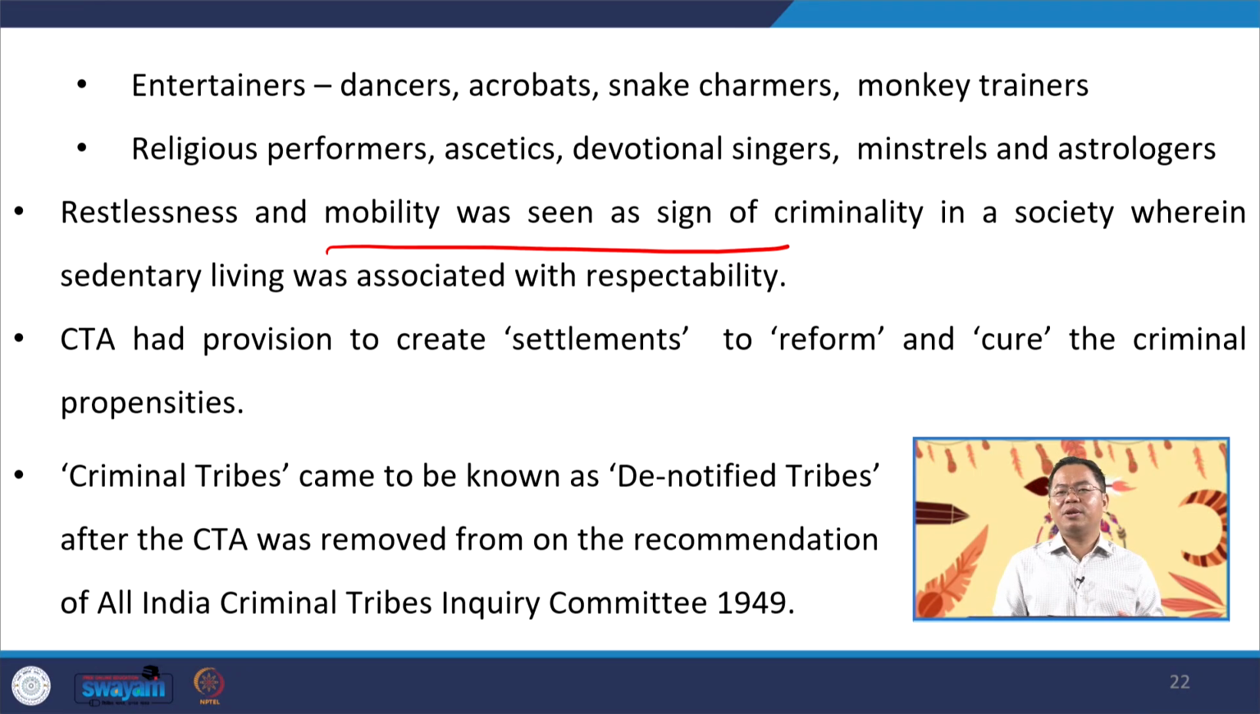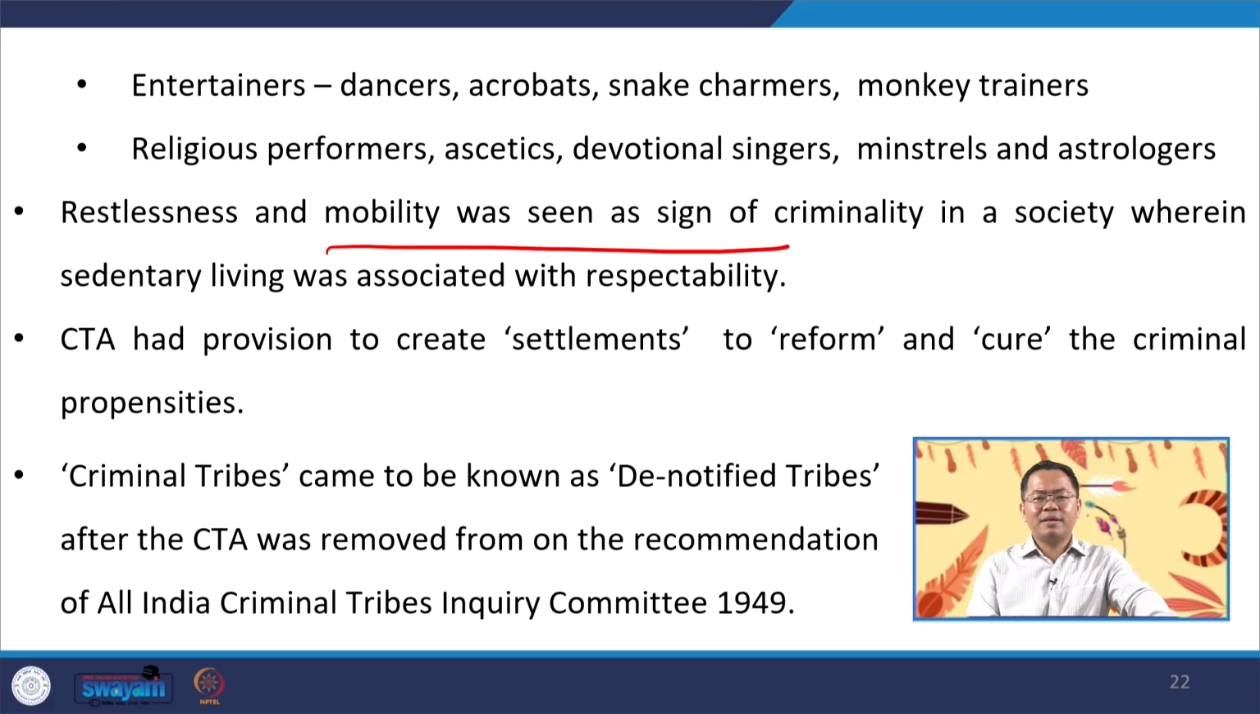Now, if they are a community of pastoralists, they may move from one region to the other region. If there is winter, then they will go to an area where there is summer. They have the possibility of maintaining their livelihood, right? They have the grazing fields for their goats, for instance. So therefore, mobility, movement, was something which was intrinsic or integral to the way of life of this community. But then that was seen as a sign of criminality by the colonial state.